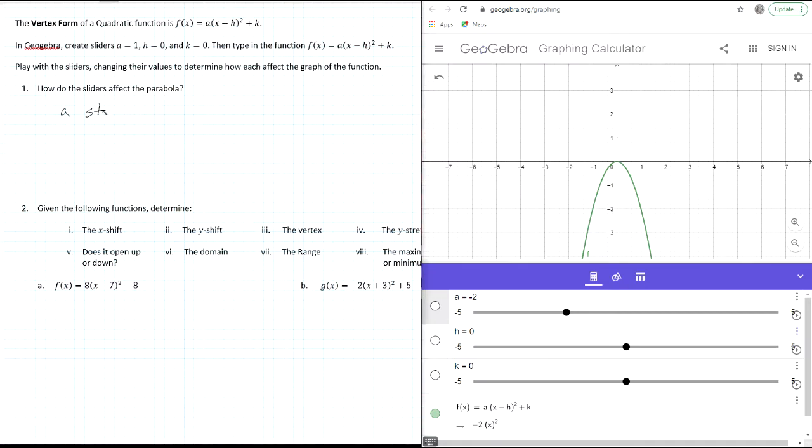A stretches the parabola vertically. A negative a value will make the parabola go down. Or I should say, flip upside down.